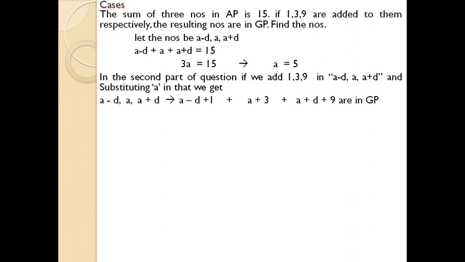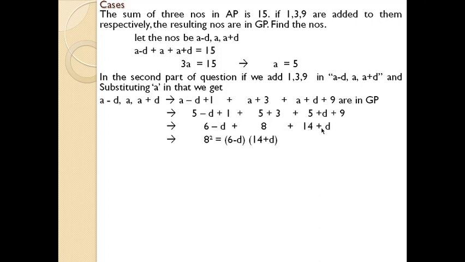Before going into that, here we have already found the value of a is 5. So if we substitute the 5 along with this, you can simplify that equation. Here a is 5, so 5 minus d plus 1, plus 5 plus 3, plus 5 plus d plus 9. By solving that, you will get 6 minus d, plus 8, plus 14 plus d. Now you get 8 square equal to 6 minus d into 14 plus d.